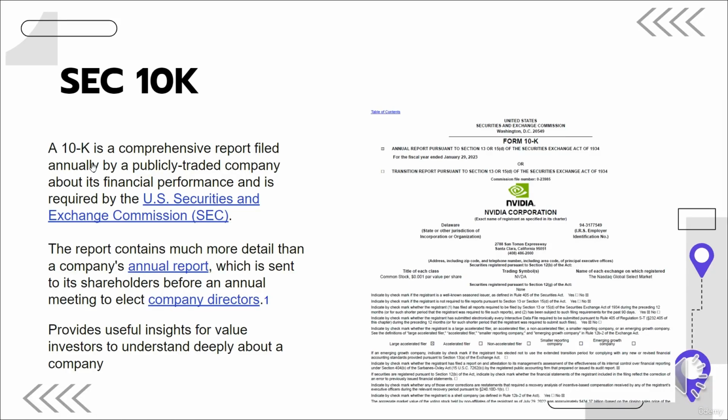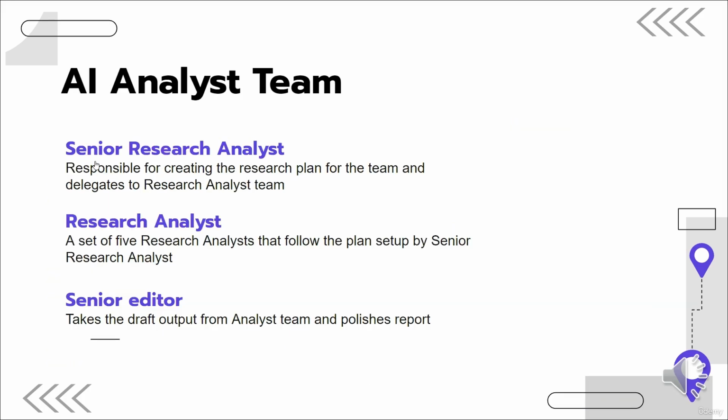But first, what is SEC 10K data? It is a comprehensive report filed annually by a publicly traded company about its financial performance and is required by the SEC. For example, here is a report for the company NVIDIA filed for 2023 that contains about 200 pages of all aspects of the business that investors should know about: the market segments, financial performance, competition, risks, and many other important factors. So how are we going to approach this?